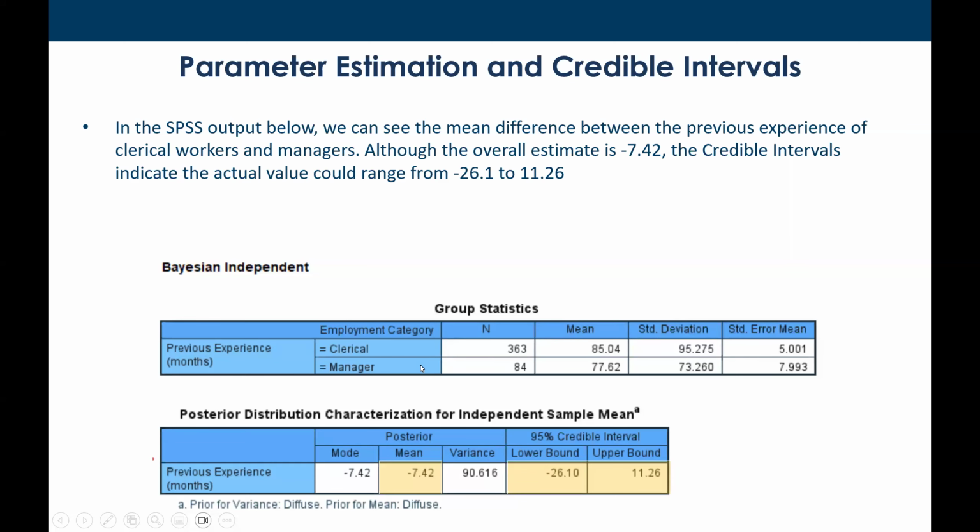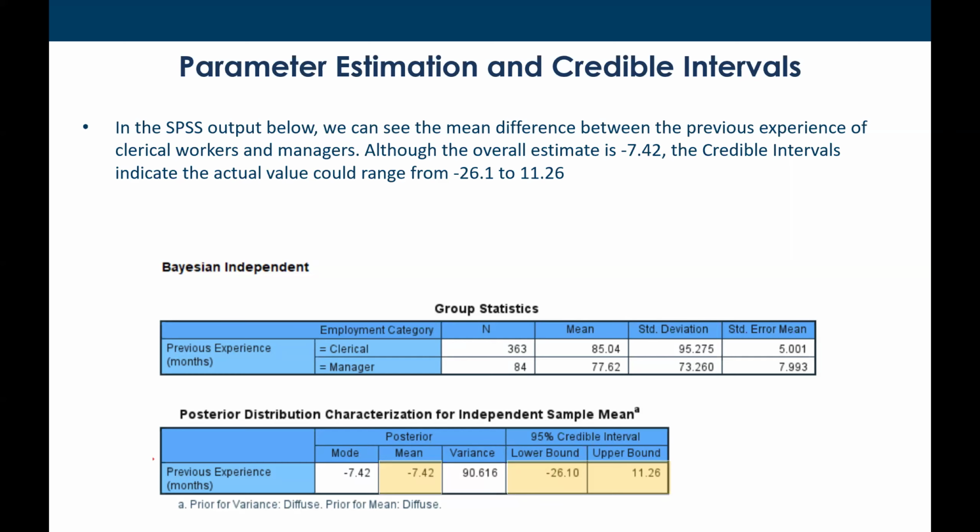It's a difference of 7.42. But the credible intervals here indicate that the actual range could be as low as minus 26 or as high as 11.26. And because one's a minus and one's a positive, we're saying, well, this difference could be positive or negative. It could be that the clerical workers have less experience than the managers, and the managers have more experience than the clerical workers, or it could be the other way around. This difference of minus 7.42 is not big enough. And this would be the equivalent of us saying we're not rejecting the null hypothesis at this stage, because we're saying, look, this difference could be positive or negative. There's not enough evidence to show that there is an actual difference, because both numbers would be minus or both numbers would be positive.